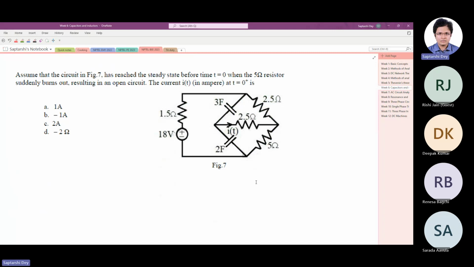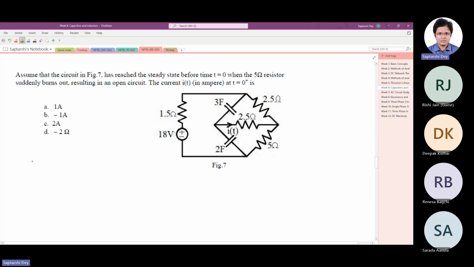Assume that the circuit in figure 7 has reached steady state before time t equals 0, when the 5 ohm resistor suddenly burns out, resulting in an open circuit. Find the current IT through the 2.5 ohm resistor at t equals 0 plus, means just after the resistor burns out. So what we have to do is first draw the circuit at steady state, and find out the capacitor voltage.